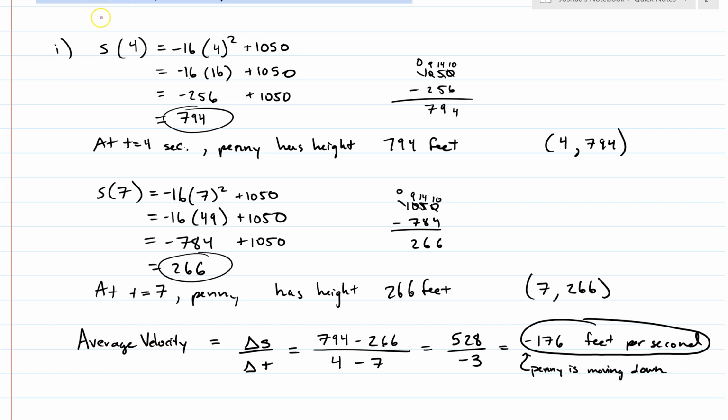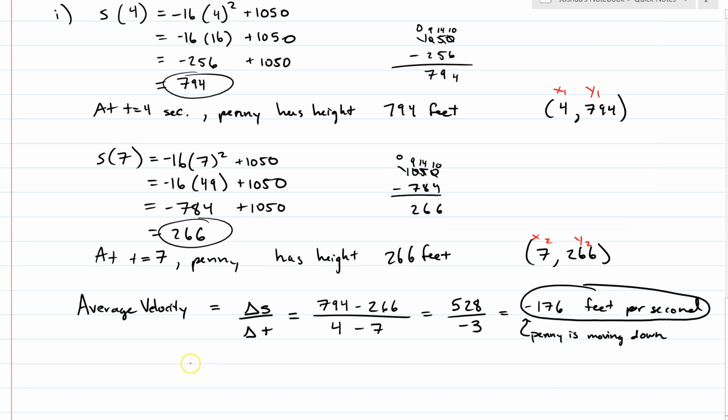Another way to think about this, if that was kind of confusing, is this is just slope. And you know how to find slope. Slope is y2 minus y1 over x2 minus x1. That's the slope formula, right? So I'm going to label one of these points x1, y1, and the other point x2, y2. Just to be consistent with the way I already solved it, I'm going to call the point on the bottom x1, y1, and the point on the top x2, y2. But you could reverse them, and it wouldn't matter, as long as you're consistent with y1 and y2. So you'd get 794 minus 266 over 4 minus 7, and clearly that's the same as above, so you'd get the same answer. Alright, let's move on to number 2.